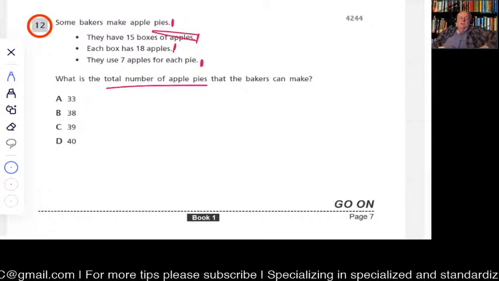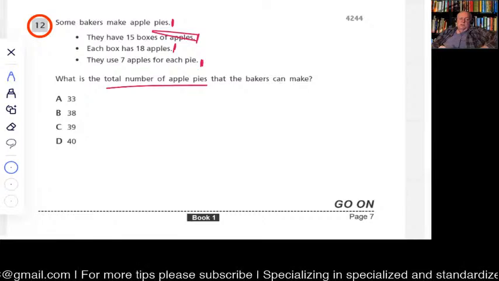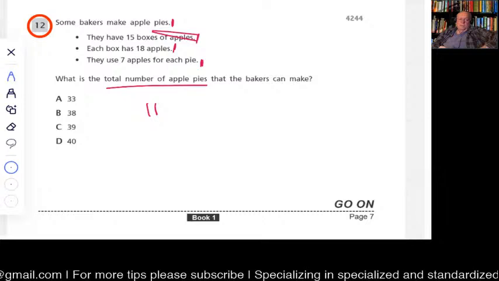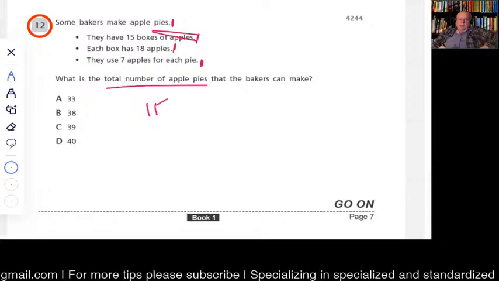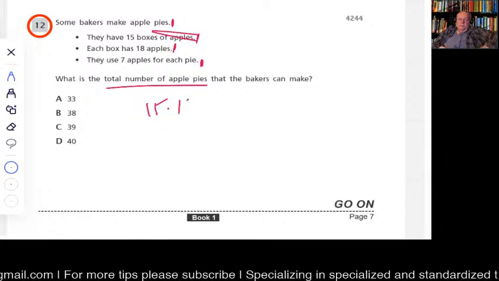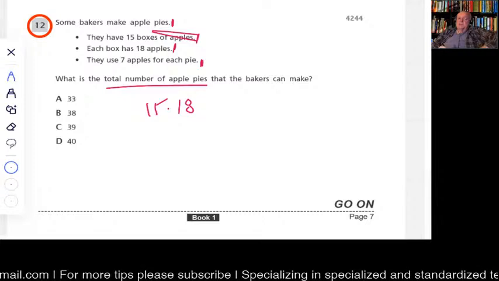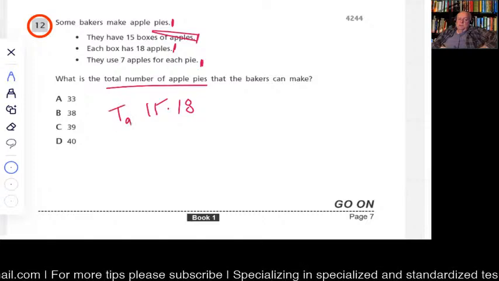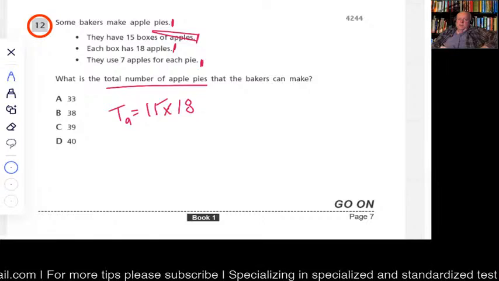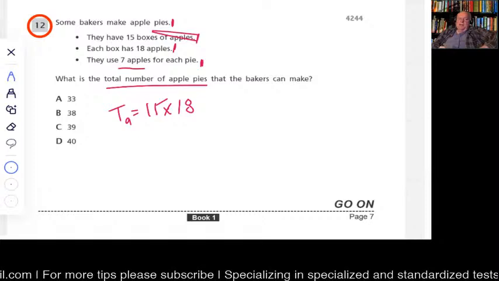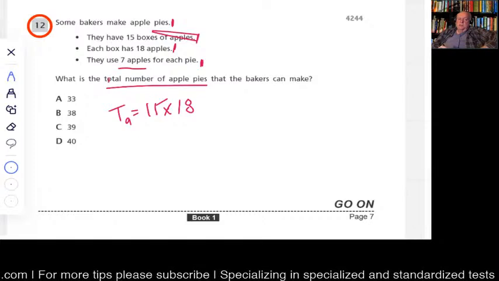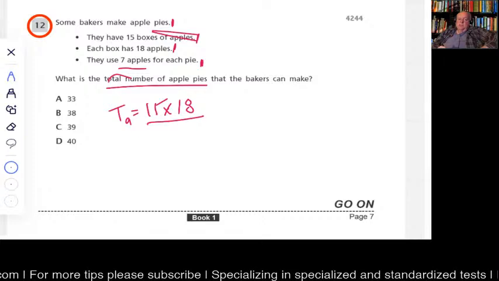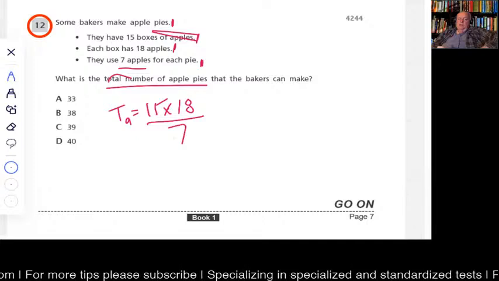What you have to do here is piecemeal a bunch of stuff together. There are 15 boxes of apples, and each box has 18 apples. So 15 times 18 is the total number of apples. The total apples equals 15 times 18. They use 7 apples per pie. So what is the total number of pies? It's going to be the total number of apples divided by the number of apples per pie, which in this case is 7. And that's what we need to solve there.